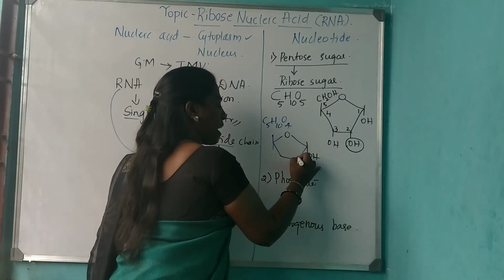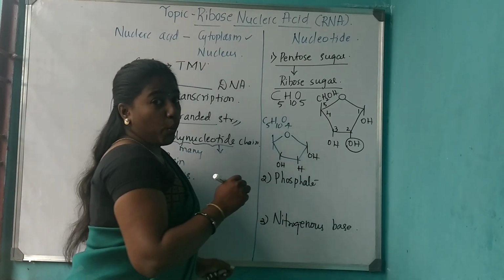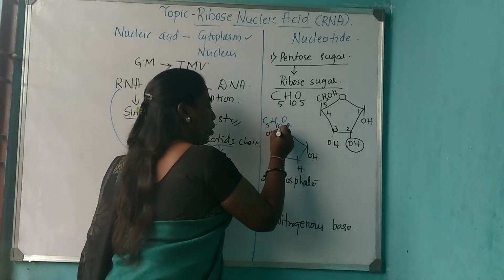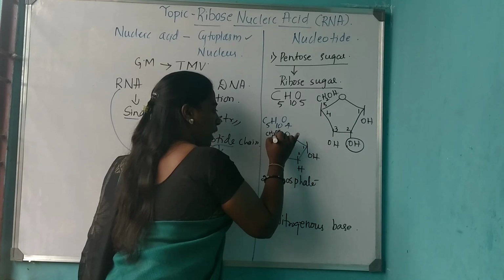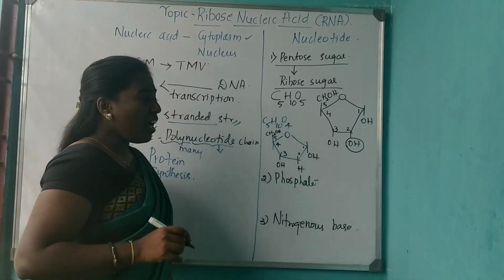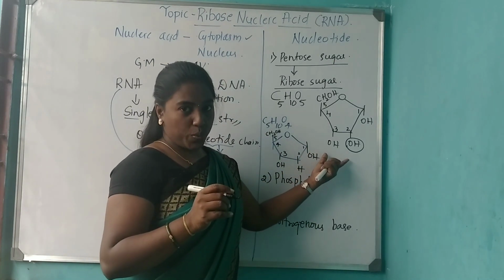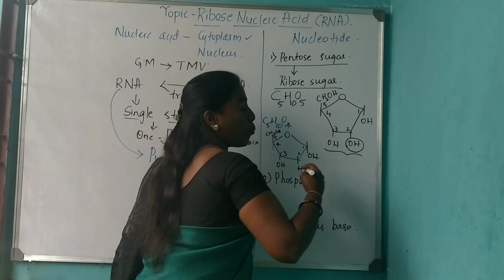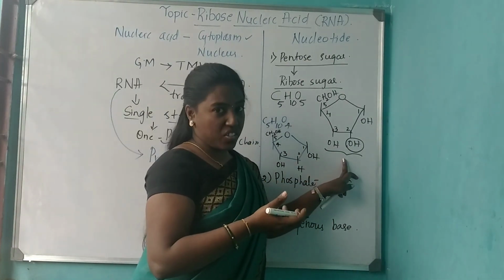So the second carbon atom will have only H. The third carbon atom will have OH and the 5th carbon atom will have CH2OH. So first, second, third, fourth and fifth. See here, due to the more number of functional groups, ribose sugar has more reactivity, or it is less stable.